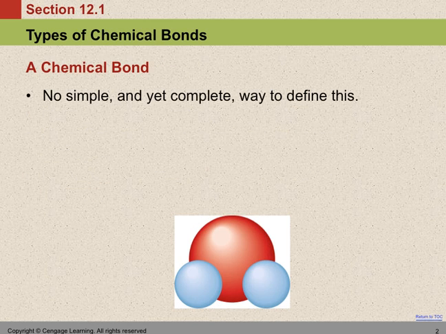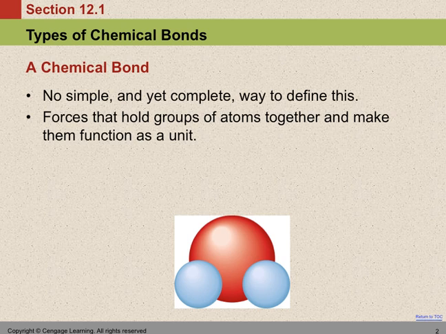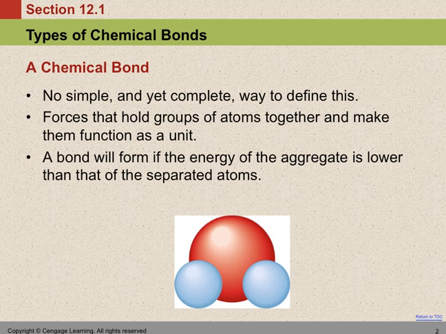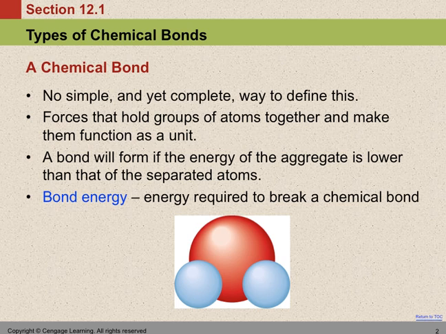So types of chemical bonds, and we've talked about this. It's forces that hold groups of atoms together and make them function as a unit. Okay, a bond is going to form if the energy of the substance that is formed is lower than the energy of the separated atoms. And there's a term that we'll define again later called bond energy, and that is defined as the energy required to break a chemical bond.